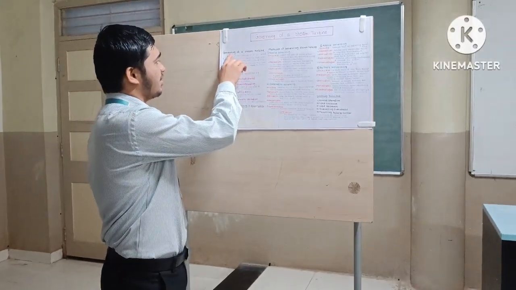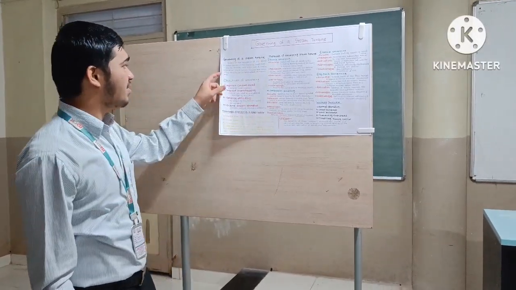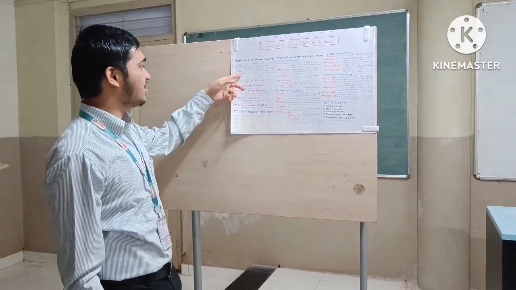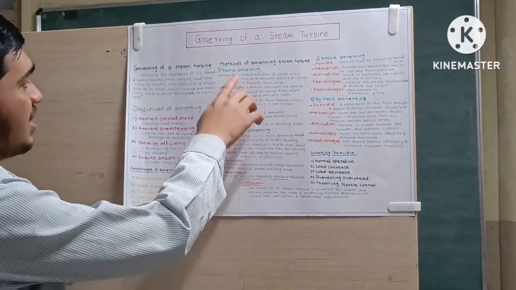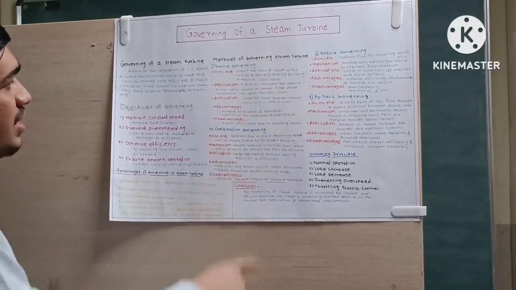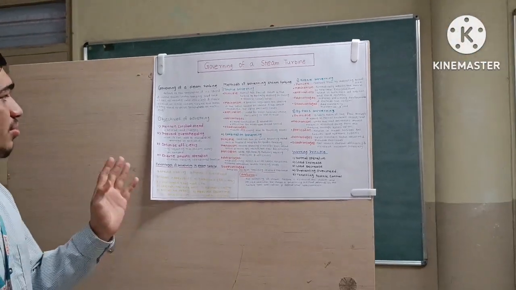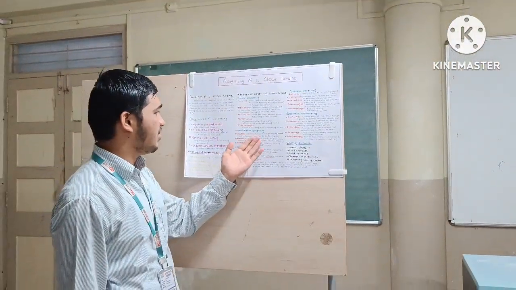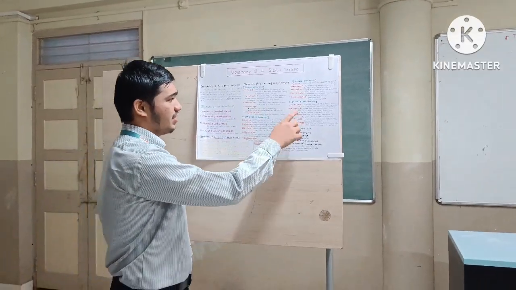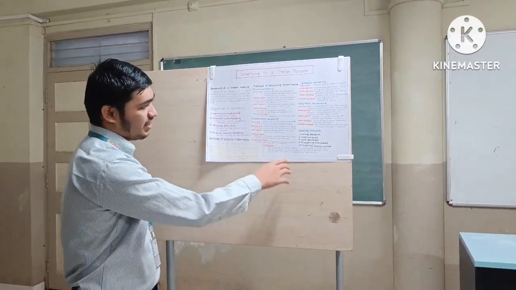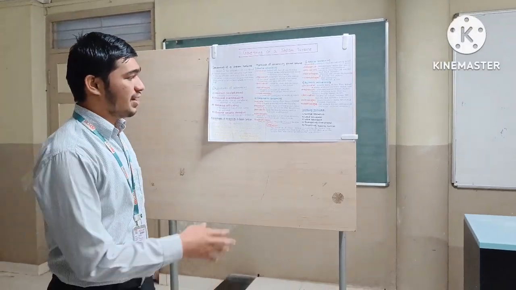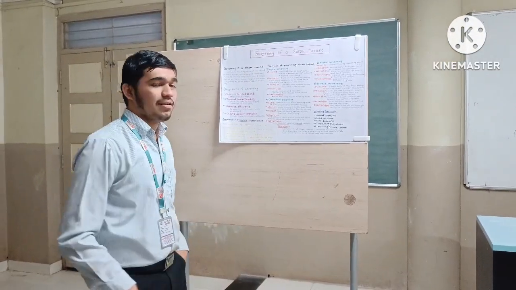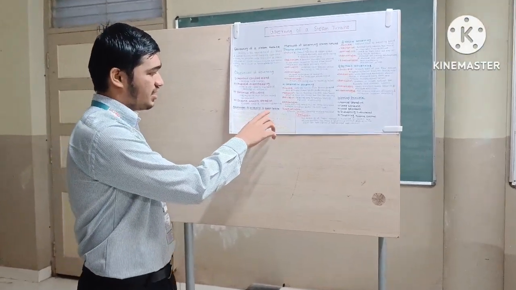We have explained the governing of steam turbine. What is meant by governing was explained by Vaibhav, and Praveen explained the methods of governing in the steam turbine: throttle governing, combination governing, nozzle governing, and bypass governing. And Omkar explained the working principle, what is meant by principle and its types. And I am explaining the advantages of governing in the steam turbine.